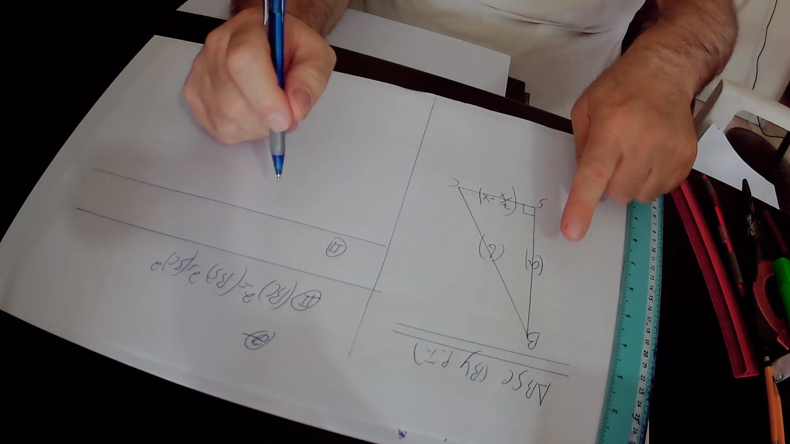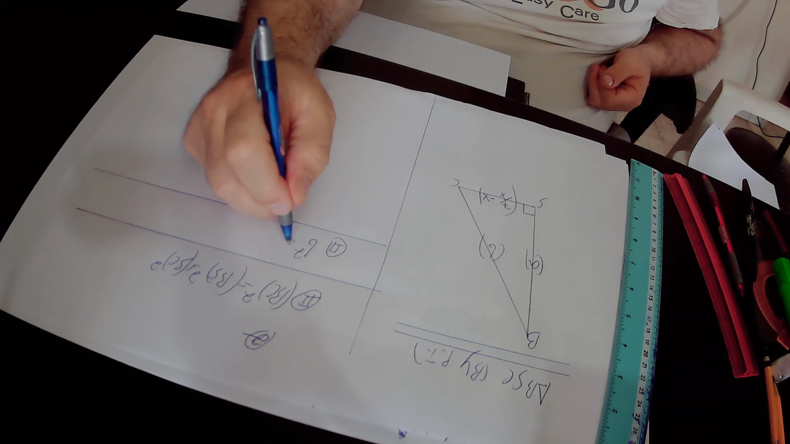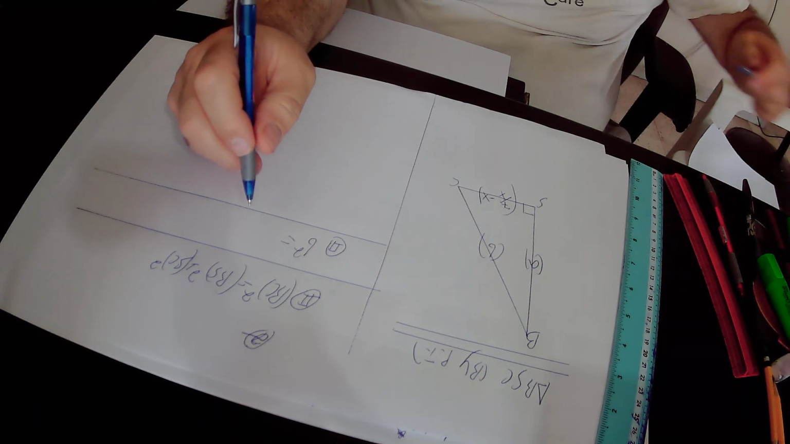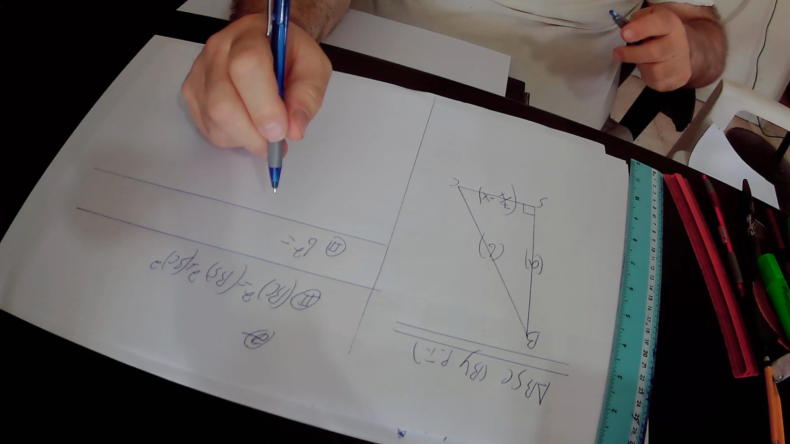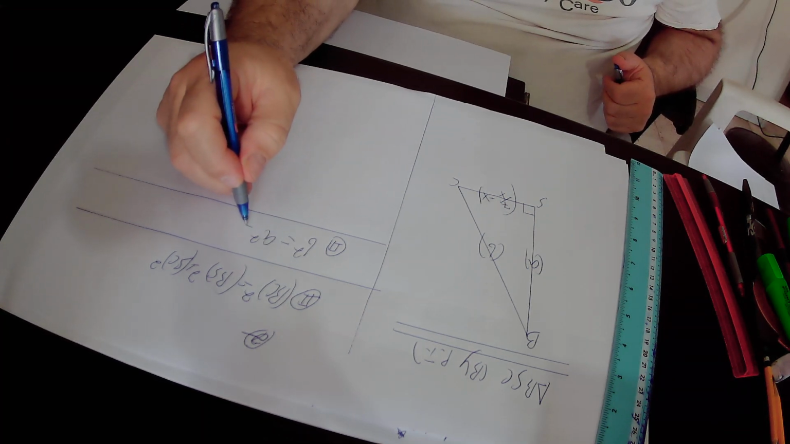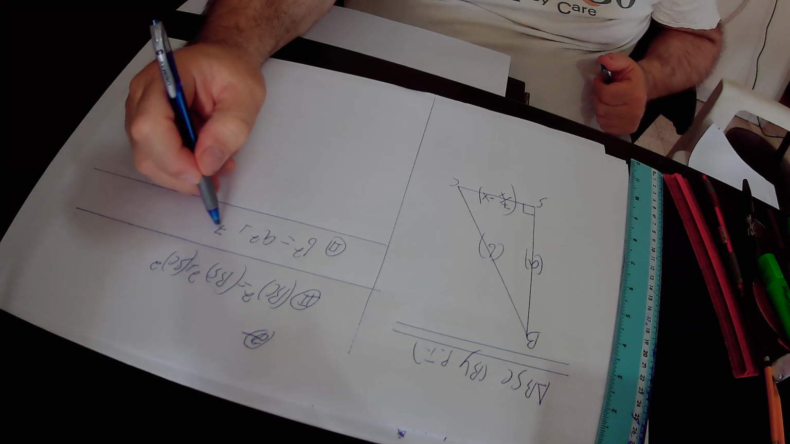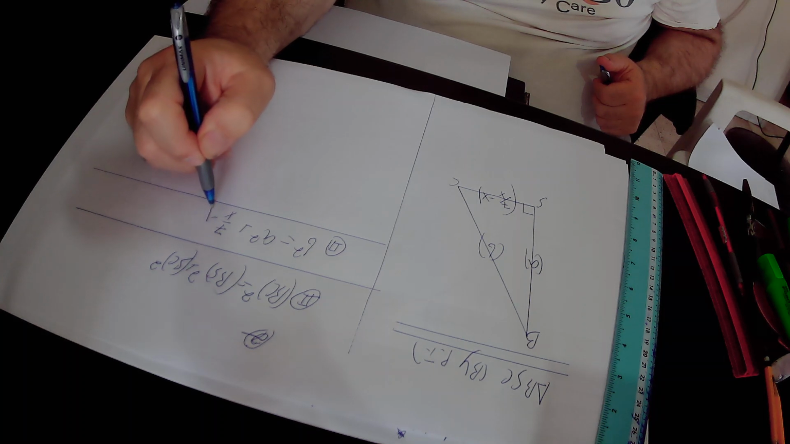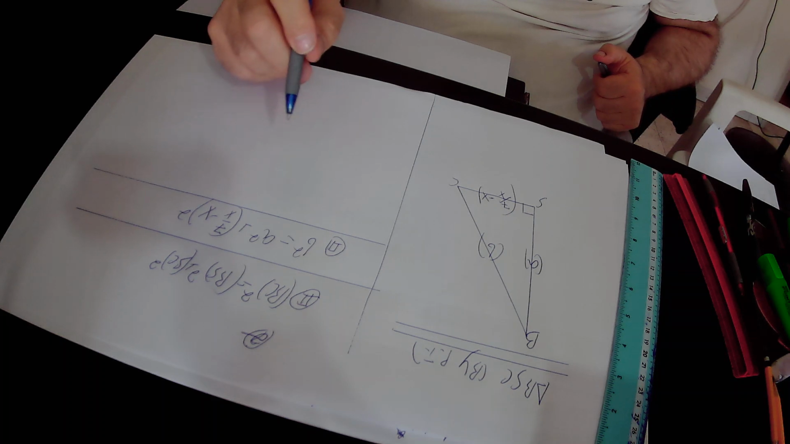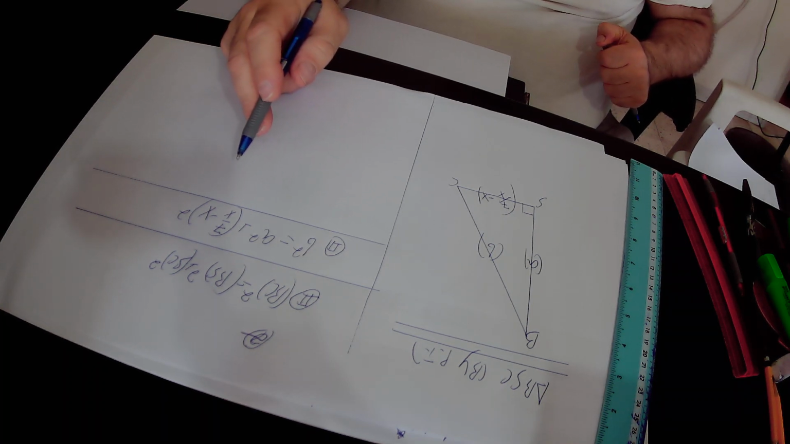So BC is b, therefore BC squared is b squared, and it equals BS squared. BS is a, therefore BS squared is a squared, plus SC squared. SC is 7 over x minus x, and therefore SC squared is 7 over x minus x, squared. So in conclusion, according to equation 2, b squared equals a squared plus 7 over x minus x squared.